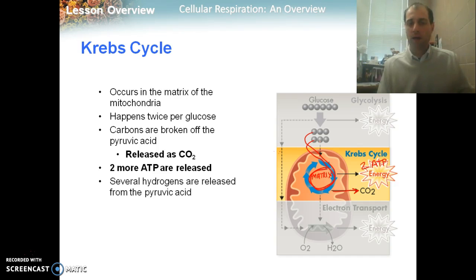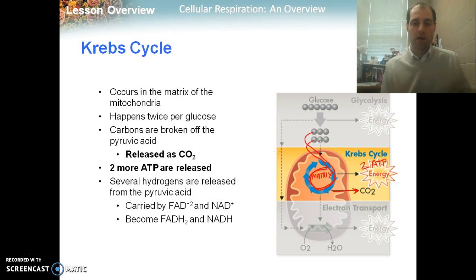We are also breaking off several more hydrogens from each of the pyruvic acids. And again, these are going to be carried by 2 carrier molecules, NAD plus and a new one, FAD plus 2. And so when those 2 carrier molecules grab a hydrogen, they're going to make NADH and FADH2. And those hydrogens, again, are going to be used later.